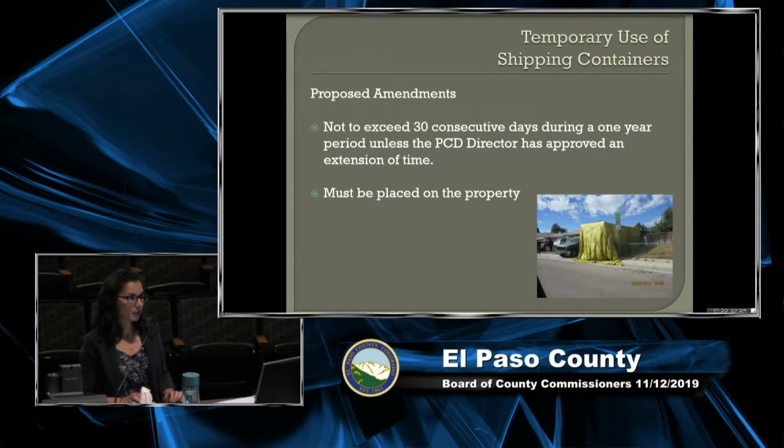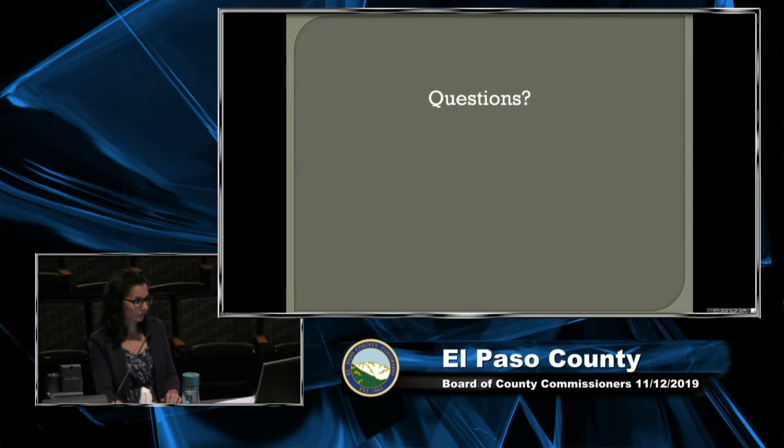For the temporary shipping containers, we're proposing that they can't exceed 30 consecutive days in 1 year. So we don't want somebody to come in saying that it's just temporary, but then they end up having it for years and years. So we thought it was important to put that time limitation on there. And we're also requiring that they're placed on their own personal property. Are there any questions about shipping containers?